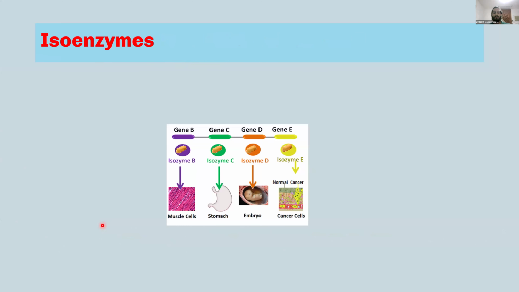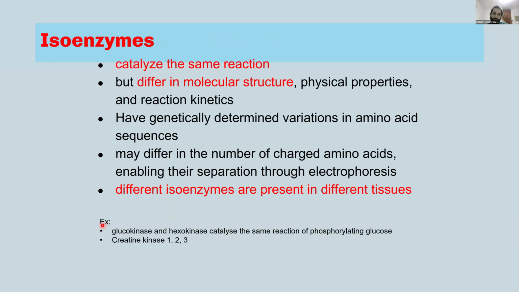Okay, so now we go into the concept of isoenzymes. Iso means same. Isoenzyme, same enzyme. So these are enzymes that have the same reaction, but usually they have different names. They have different molecular structure, different physical properties, different kinetics in terms of reaction, different amino acid sequence, but they do the same role, the same reaction, and everything else is different about them: name, properties, everything.